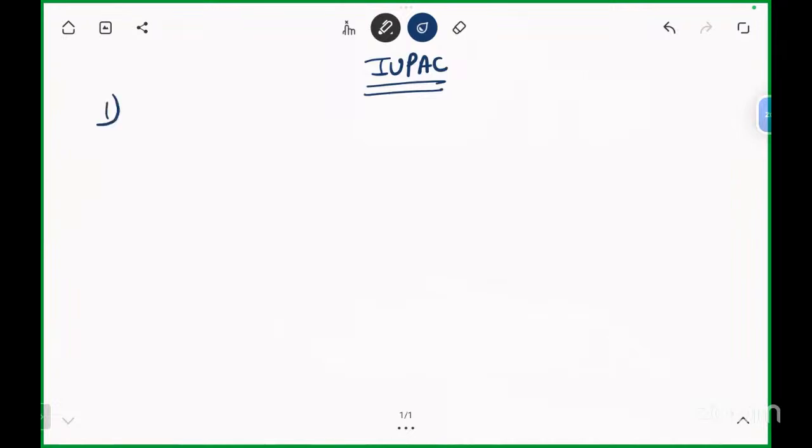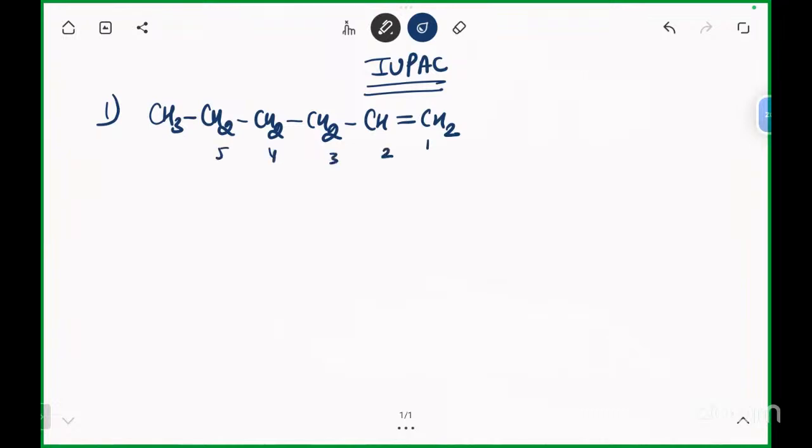First example will be CH3, CH2, CH2, CH2, CH double bond CH2. In this particular compound, we have 6 carbons, and along with the 6 carbons, we have one double bond on the first position. So we'll do the numbering from the right hand side: 1, 2, 3, 4, 5, 6. Since we have 6 carbons in the chain, it will be hex, and the first position, and because of the double bond, we have ene. So hex-1-ene. Some examples like this can come in your exams.